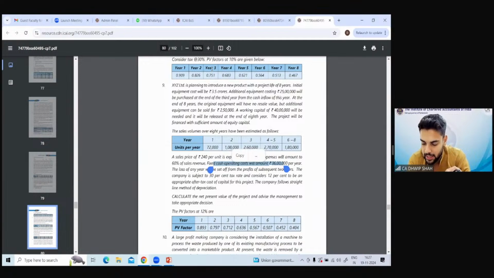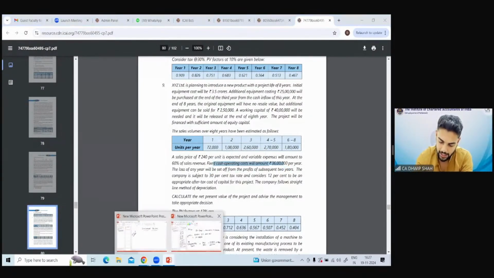The company is subject to 30% tax and considers 12% to be an appropriate cost of capital for this project. So my discounting rate is 12%, income tax rate is 30%. Company follows SLM basis of depreciation. Calculate NPV of the project and advise the management. So again, in this question, we have to calculate NPV.